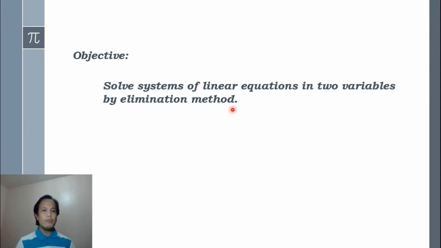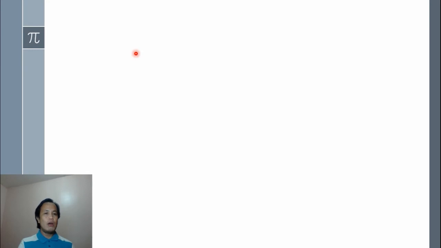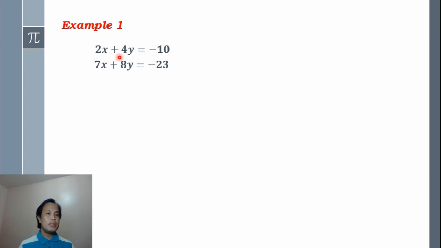At the end of this video, you should be able to solve systems of linear equations in two variables by elimination method. Let's proceed directly to our examples. For example, we are given this set of equations: 2x plus 4y equals negative 10 and 7x plus 8y equals negative 23. Now, the concept of elimination is that we would eliminate one variable in order for us to solve for the other variable. For example, if we want to solve for the variable x, we will eliminate the variable y. And vice versa, if we want to solve for the variable y, we would eliminate the variable x.